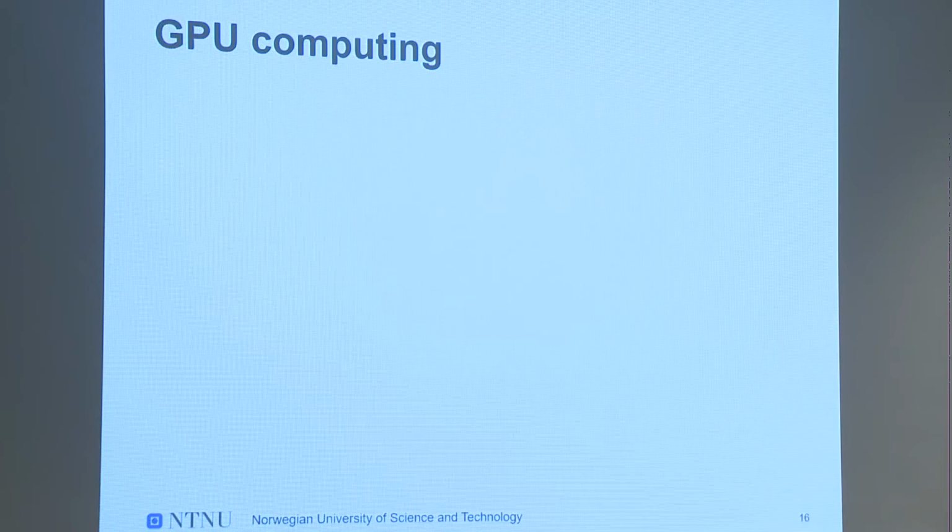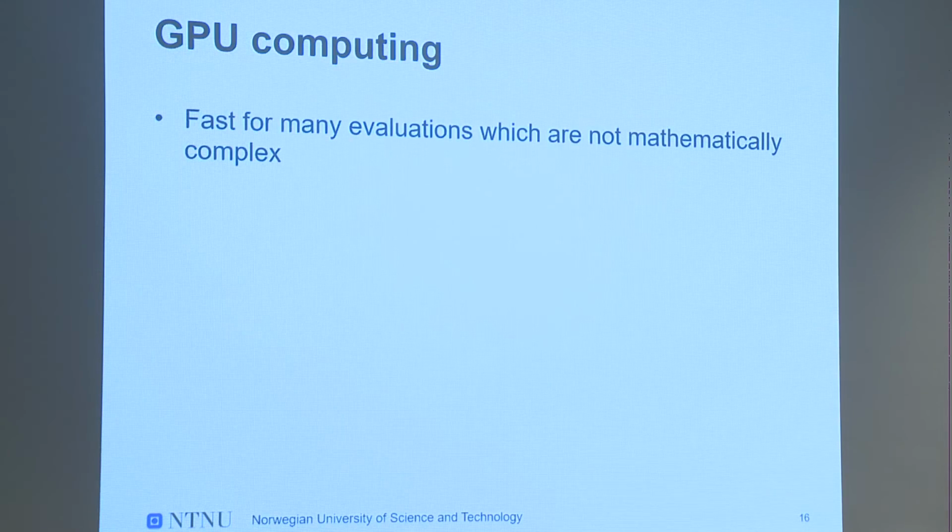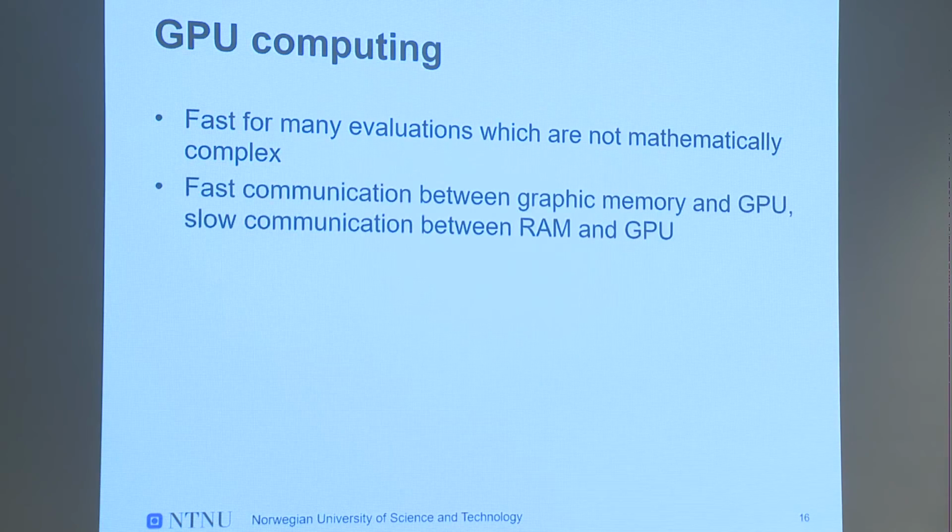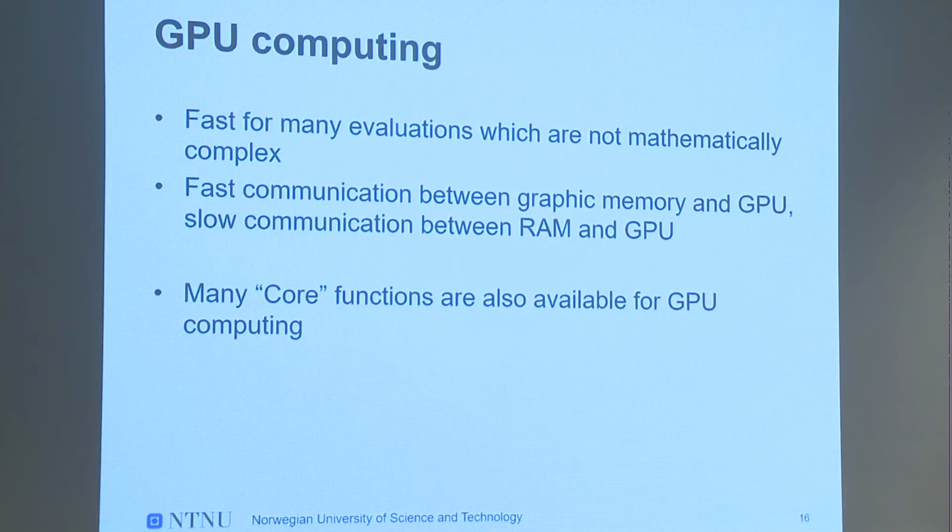And for GPU computing, it is really, really fast when it's not mathematically complex. It also has really fast communication between the graphic memory and the GPU. The communication, as far as I know, between graphic memory and GPU is faster than the one between CPU and memory, so there's something to gain out of that. And the nice thing here is a lot of the core functions in MATLAB, which essentially all the other functions are built on, are available in GPU computing.